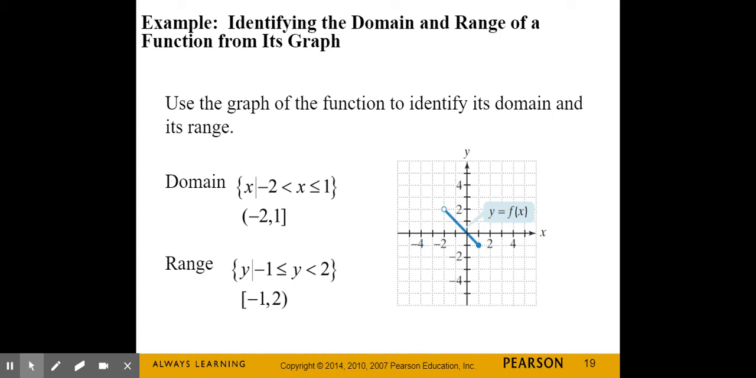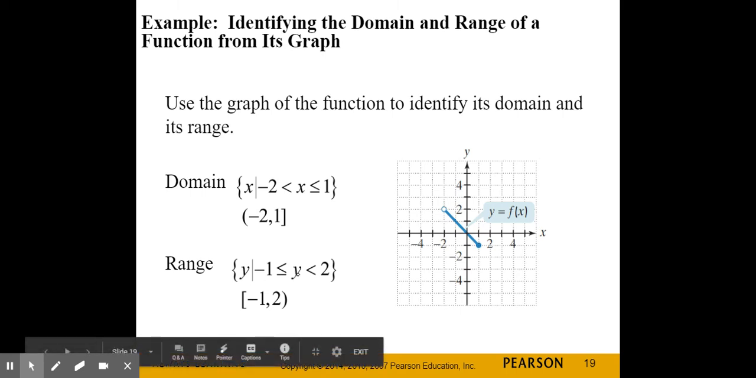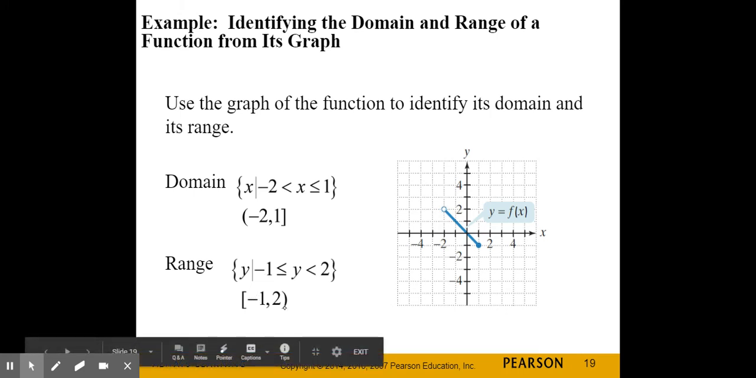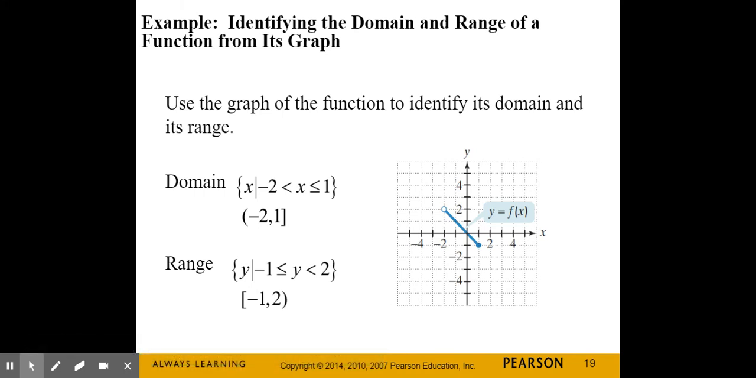Okay. For range, the lowest y value is -1, and it travels up to 2. So -1 is less than or equal to y, because it's a closed circle there, is less than 2, and it's less than because it's an open circle at 2. And then it goes bracket -1, comma 2, parentheses. Again, two different notations that mean the same thing.